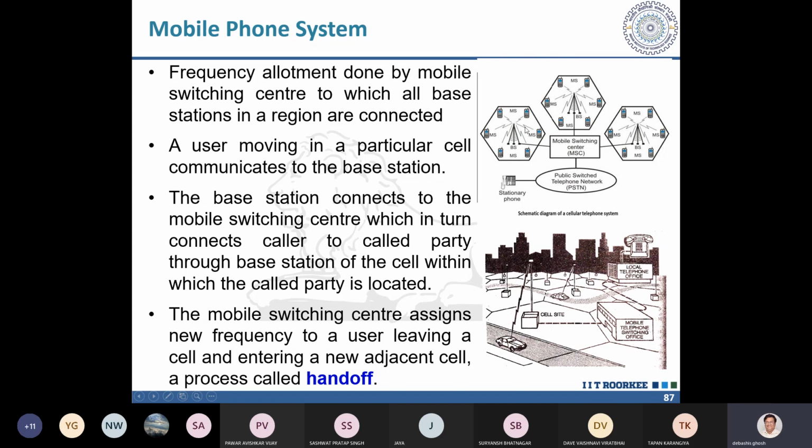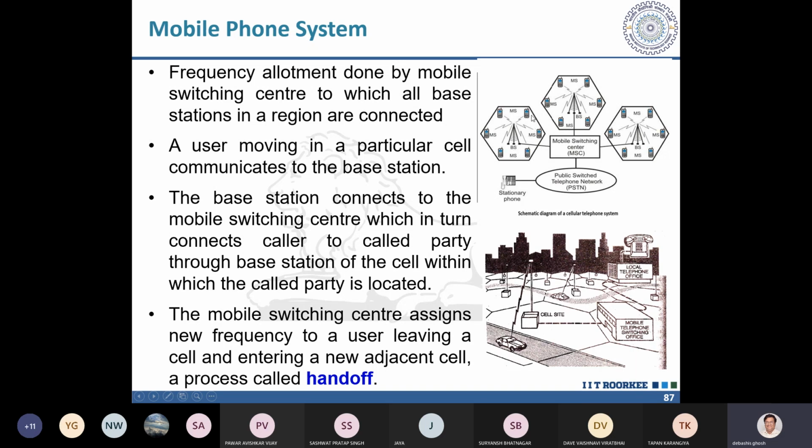So when a user is moving in a particular cell and wants to call someone, that user will get connected to the base station of that cell. This base station is already connected, all the time, to the mobile switching center. So this base station will send the request that this caller wants to talk to someone in the other cell.